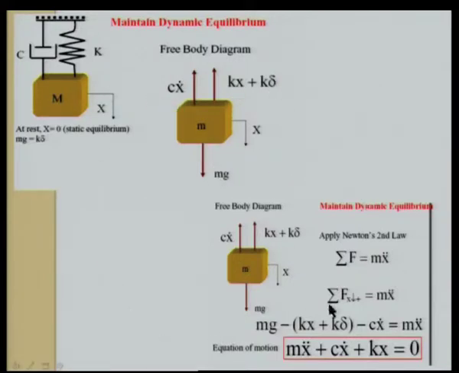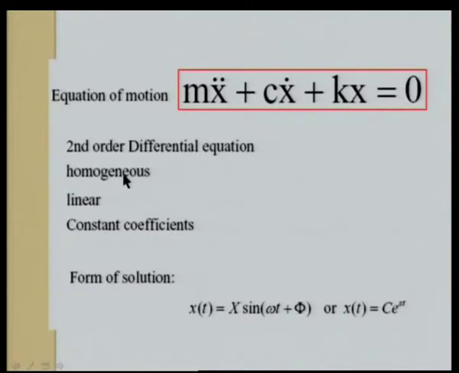So, when we draw this free body and assume the system is vibrating about static equilibrium, mg cancels with k delta, and we get the governing differential equation as mx double dot plus Cx dot plus Kx equal to 0. So, it is a second order differential equation. It is a linear equation, it is a homogeneous equation and it is of constant coefficients.